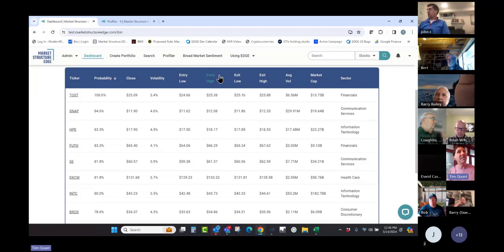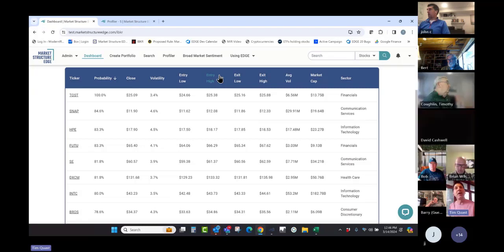This is not advice, it's math. So there's no way for us to calculate future outcomes without using past outcomes. And past outcomes, you just never know, right? But what it's telling us is that there's an entry range. So it's between 24.66 and 25.38 versus a last close of 25.09. You have 100% probability in the trailing data of producing 2%.